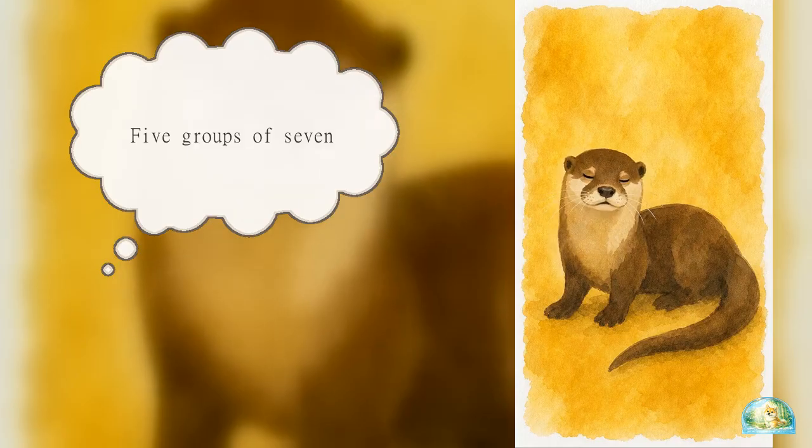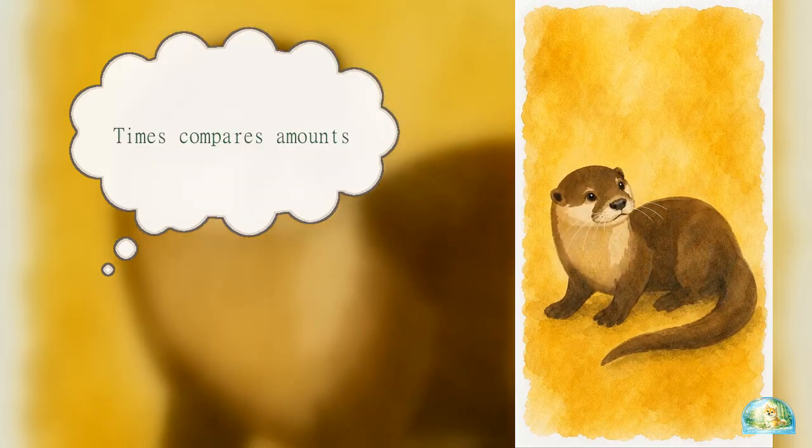5 groups of 7. That means 35. Times compares amounts.